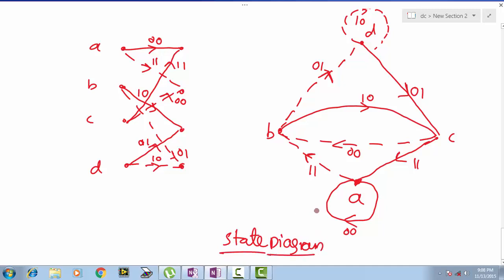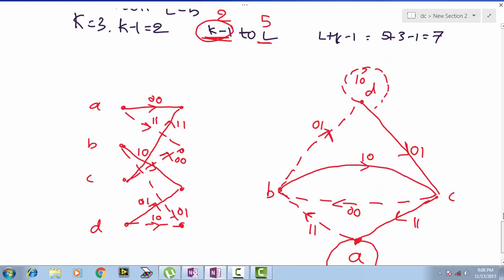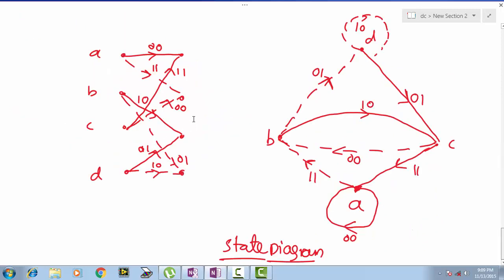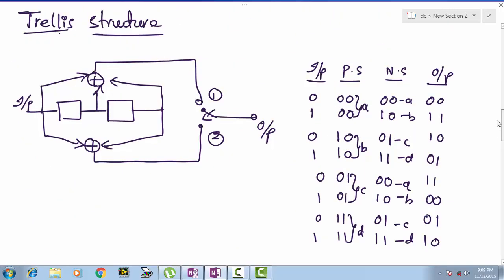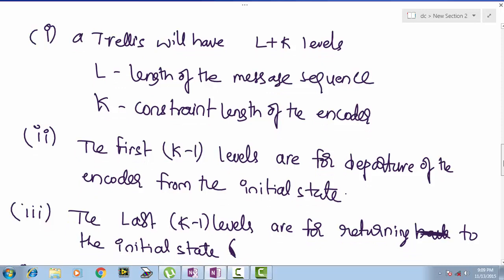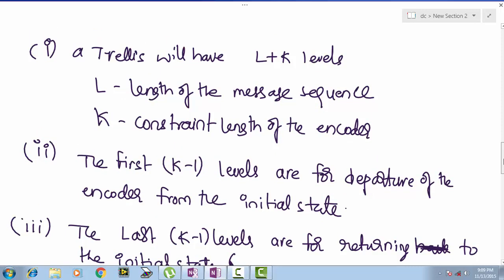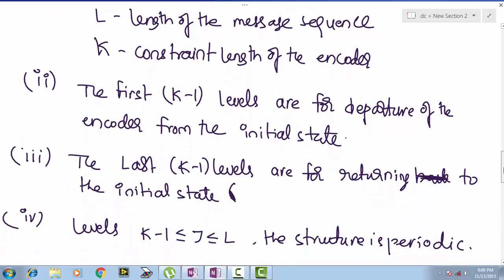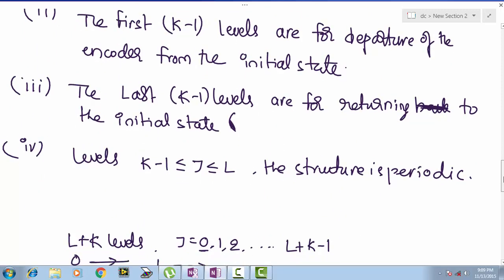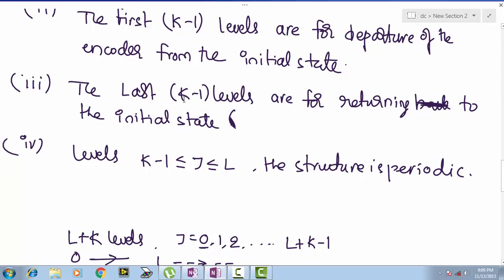Okay. So what we discussed in this lecture is, for the given encoder, as usual we are going to draw the state table. With the state table with us, we can go ahead with the trellis structure, but in trellis structure you need to note down few points. The trellis will have L plus K levels totally, where L is the length of the message sequence, K is the constraint length. The first K-1 levels are for departure of the encoder from the initial state. The last K-1 levels are for returning to the initial state, and during these last K-1 levels we need to consider the input bits as only zeros, and from level K-1 to level L the structure is periodic.